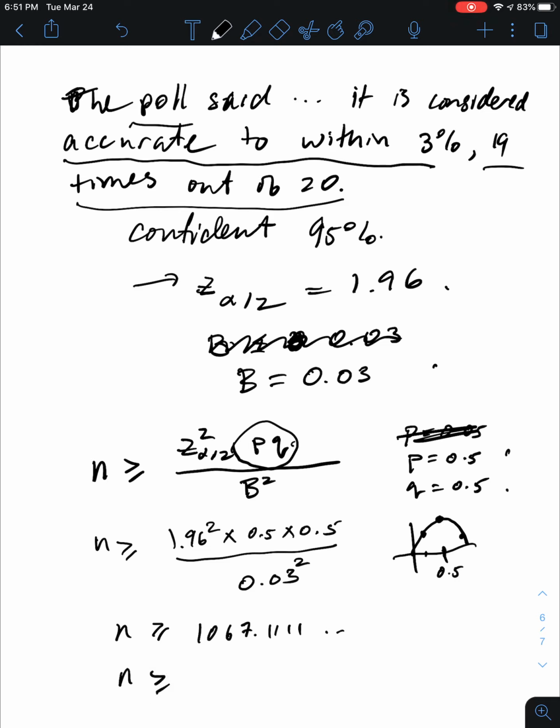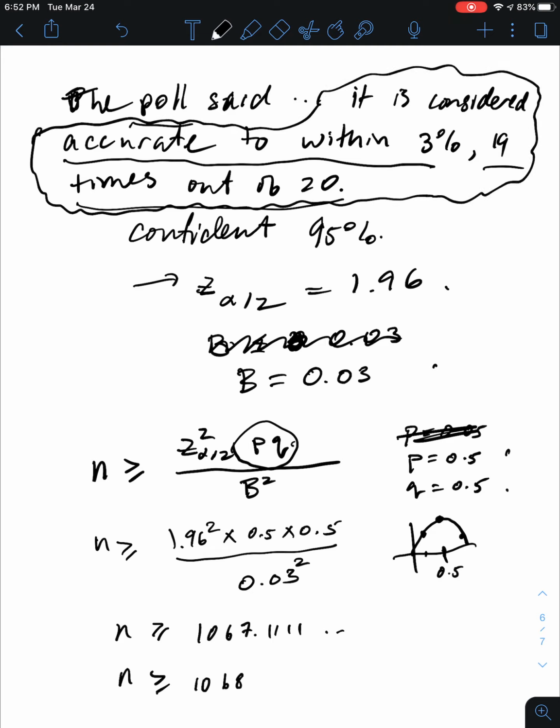So n, being an integer, has to be 1068. Remember, I'm rounding up. All right. So in order to make this claim that a poll is considered to be accurate within 3%, 19 times out of 20, the results of this section tell us that the poll has to have about 1,068 experimental units, or in other words, we have to poll 1,068 people.